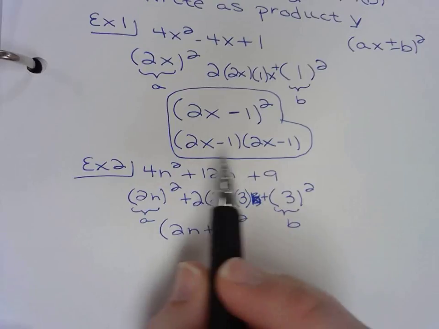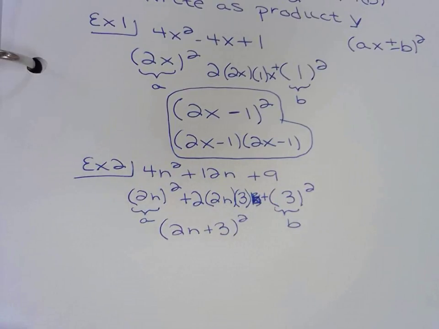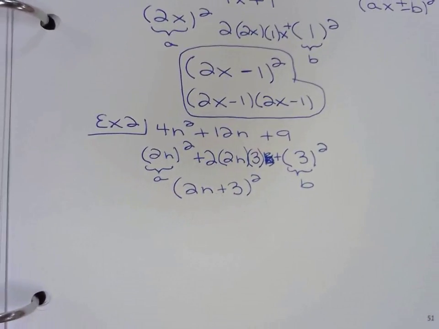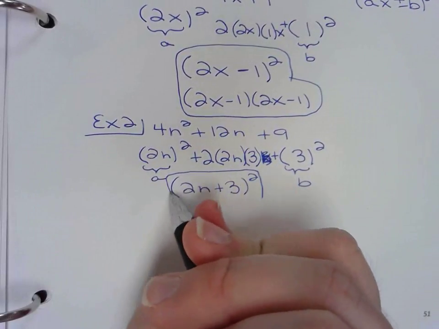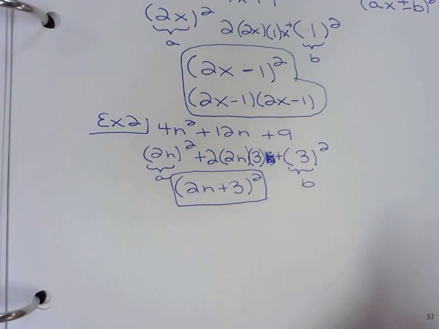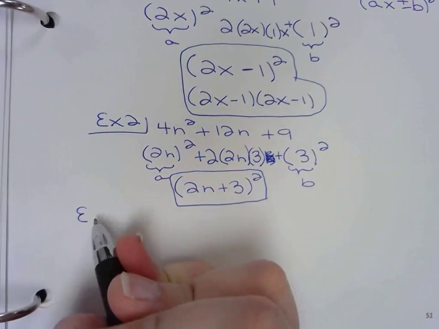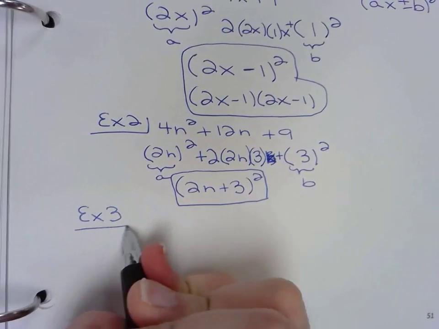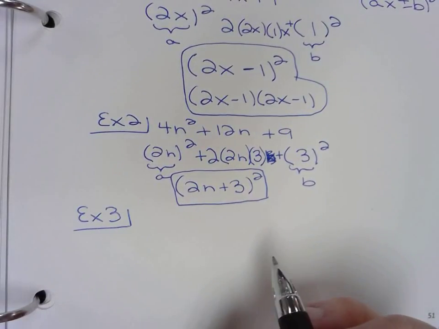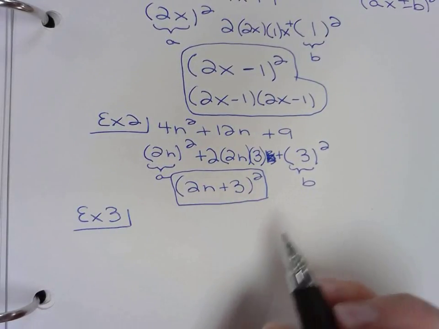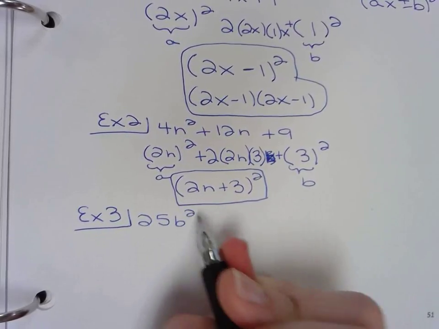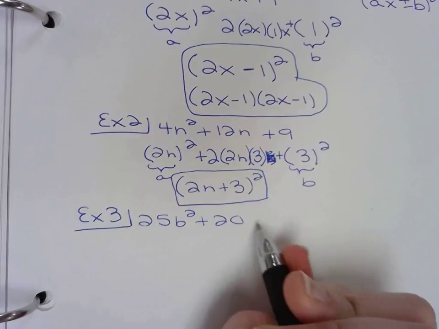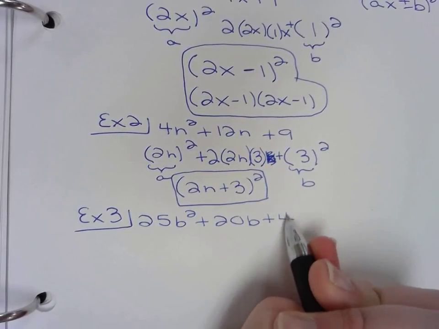You can write it times itself if you want to, but you don't need to, because that's what squaring means, multiplying it by itself. Okay. Let me do a couple more. These are kind of tricky. Let's look at example 3: 25b squared plus 20b plus 4.